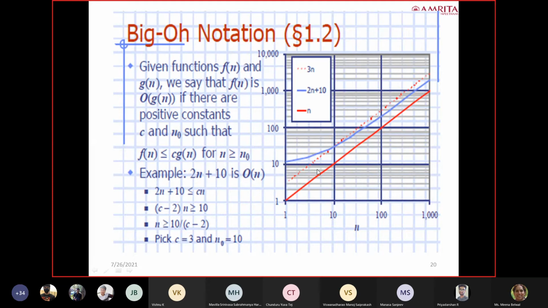Now if you see the initial value, when 3n was starting from here, the growth rate of 2n plus 10 was more. But at the end, what happened? If you see after this line, when your n0 has become 10, this 3n is growing more. Initially the growth of 2n plus 10 is more, but later on you see that the growth of 3n is more. So that's what we found out, that 2n plus 10 cannot grow more than 3n. You already know these things.